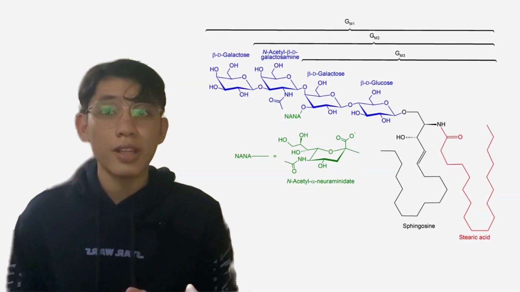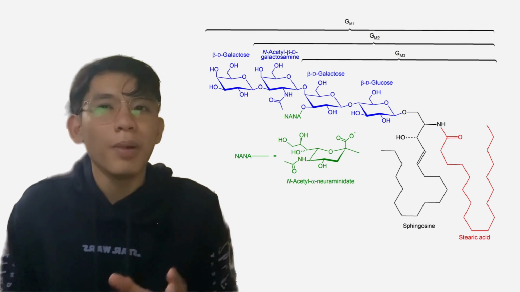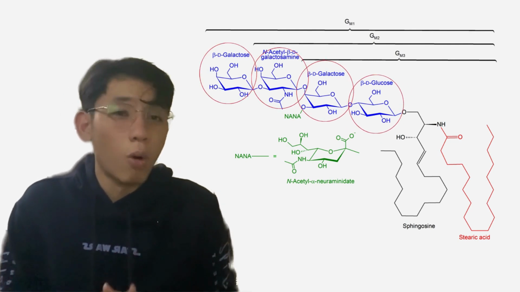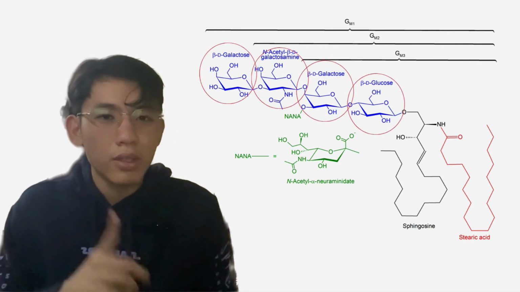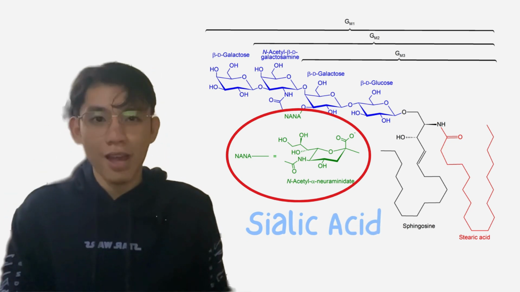The carbohydrate portion of these compounds can be very complex. Gangliosides are examples of glycolipids with a complex carbohydrate that contains more than 3 sugars. One of them is always sialic acid. Are you starting to learn, class?